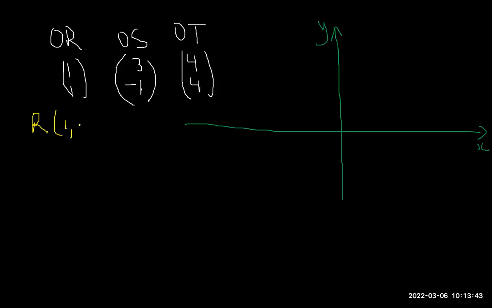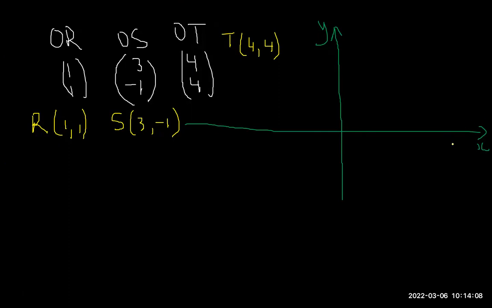If they told me that OR has the column vector 1, 1, that means that the coordinates of the point R are 1, 1. Same thing for S. If the position vector OS is 3, minus 1, that means that the coordinates of the point S are 3, minus 1. And then OT, the coordinates of the point T are 4, 4. So we went through this when I was doing position vectors, right? You could actually find the coordinates of a point.